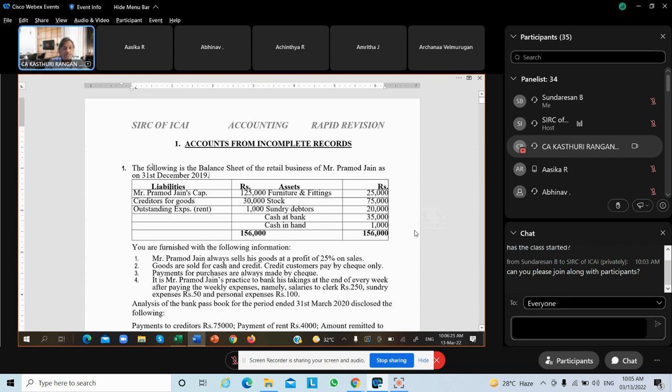In problems on incomplete records, they will give you some information, namely the assets and liabilities on the opening date. They may give you the assets and liabilities on the closing date, but not everything. You will have to find out. Some additional information also would be given. You will be asked to prepare the trading P&L account and balance sheet at the end of that year. That will be the normal method.